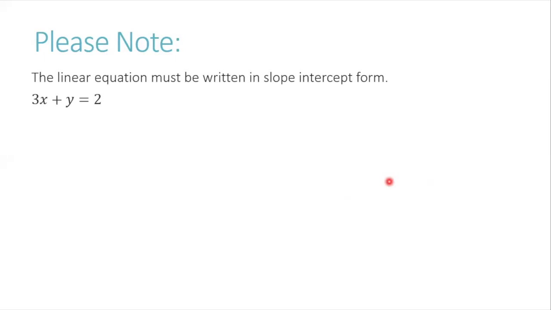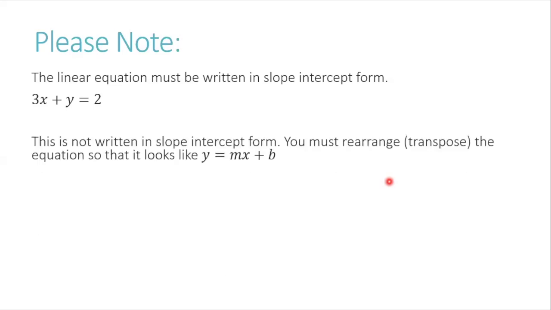Okay, now, please note, a special note: the linear equation must be written in the slope-intercept form. For example, if we are given an equation such as 3x plus y equals 2, in order for you to correctly identify the slope, it has to be, like I said earlier, in the slope-intercept form, which is y equals mx plus b. If it is not written in the slope-intercept form, you must rearrange or transpose the equation so it looks like y equals mx plus b. And I'll show you how to do that in a second.